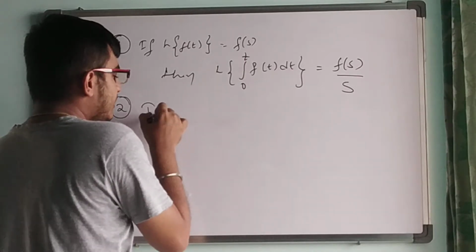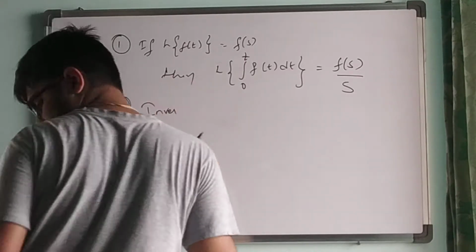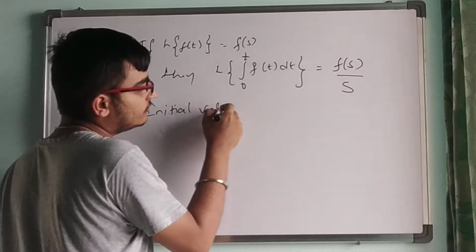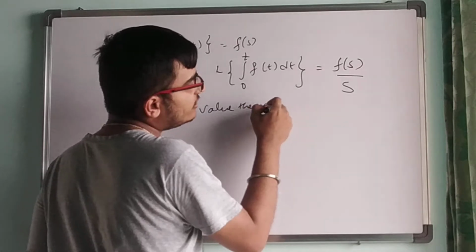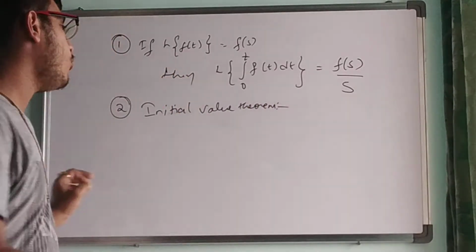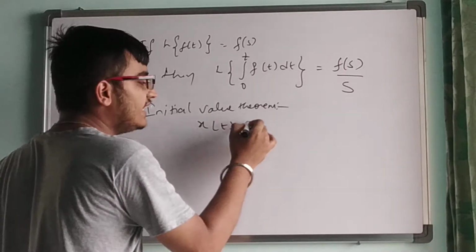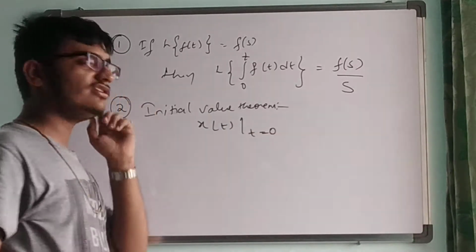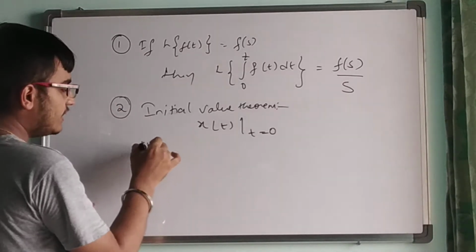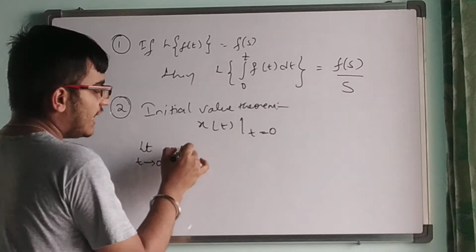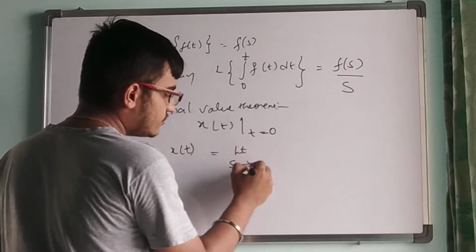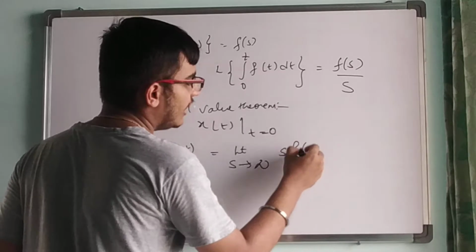So now we will see the initial value theorem. That is, if you want to determine the value of the function x of t at t is equal to 0, at initial time t is equal to 0, then limit t tends to 0, x of t is equal to limit s tends to infinity, s into F of s.